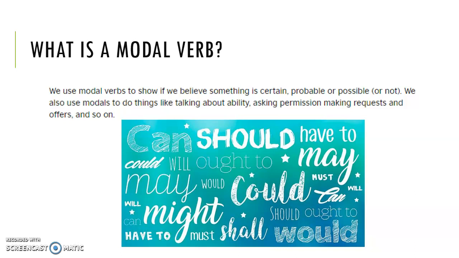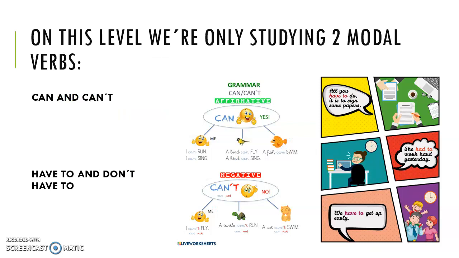Okay, so depending on the modal verb that you are using, you are going to have different meanings. They are going to mean a different thing. On this level, on level 3, we are only going to study two of them. We are going to study can and can't. That is one of the modal verbs that you have previously studied in level 2. And you are also going to study have to and don't have to, that are also some of the modal verbs that you start checking in level 2 as well. Okay, so those are the only ones that we are going to study in this level.